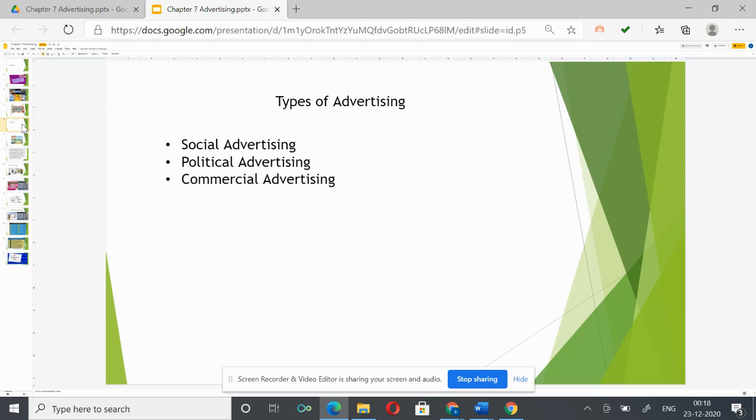So, we have three types of advertising. Advertising can be very simple and localized, as in case of a newly opened bakery or stationery shop in the neighborhood. It can also be very complex, involving sophisticated research and multimedia. So, the types of advertising are social advertising, political advertising, and commercial advertising.